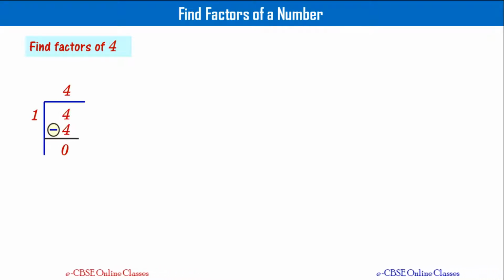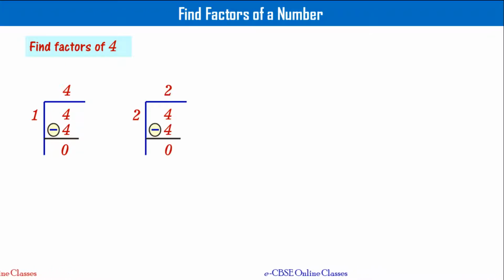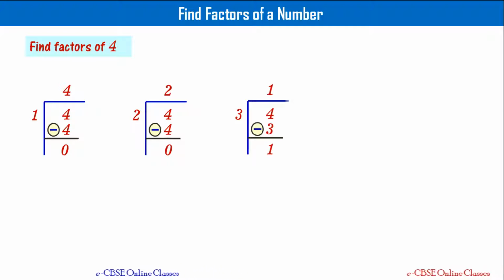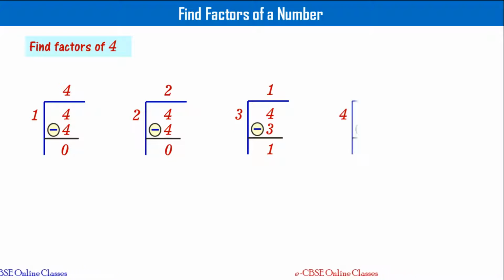When you divide number 4 with 1, you get remainder 0. You divide now with number 2 to get remainder 0. Let's now divide number 4 with 3 and you get remainder 1. When you divide number 4 with 4, you get remainder 0.